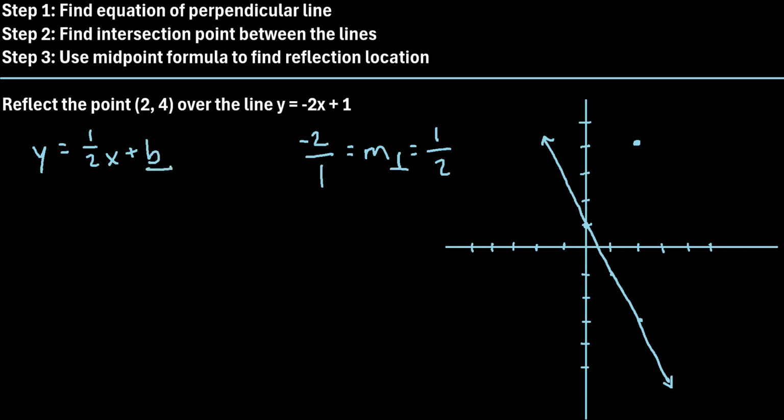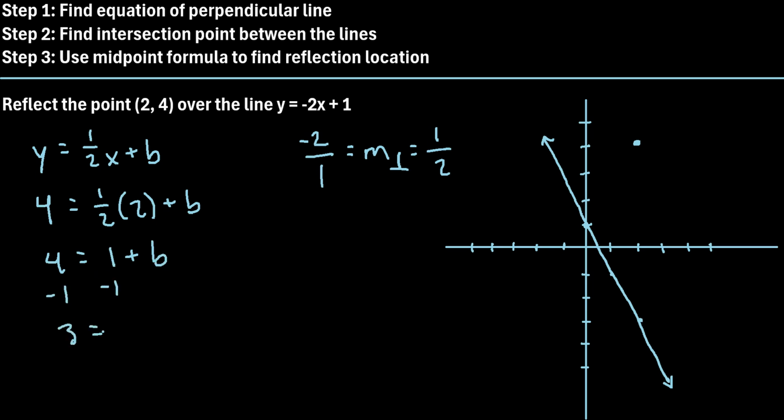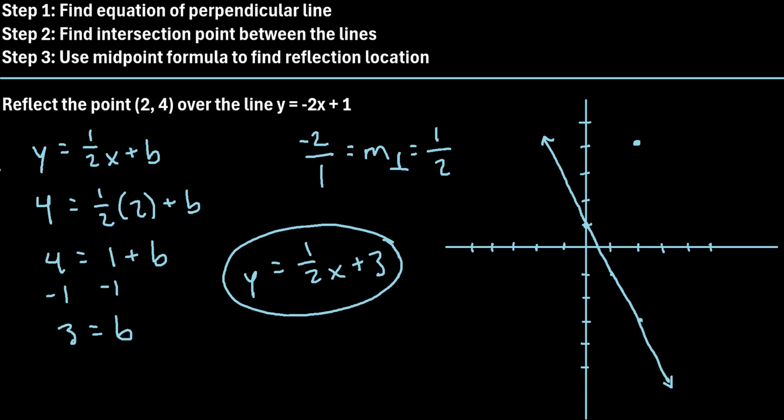Now to figure out what b is, we just need to plug in an x and y coordinate that we know lies on the line. That would be this coordinate right here, (2, 4). So let's plug in a 2 for x and a 4 for y, and we can solve for b. So we get 4 is equal to 1/2 times 2 plus b. 1/2 times 2 is just 1, so 4 is equal to 1 plus b. To solve for b, we can subtract 1 from each side, and we find that 3 is equal to b. So the equation of the perpendicular line will be y equals 1/2 x plus 3. So that's step 1. I'm going to make a little room right here.